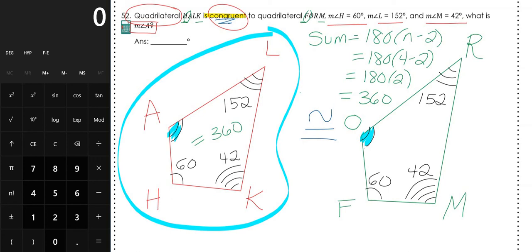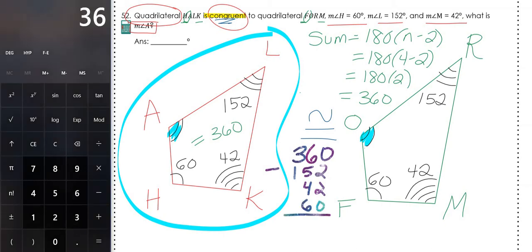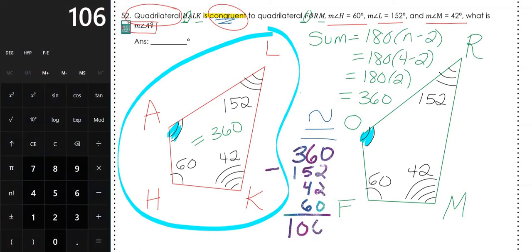So we're going to subtract all of those measurements from 360 to see what's left over. So let's go ahead and do that. 360 minus 152 minus 42 minus 60. In the calculator, that equals 106. 106 degrees is left over for angle A, which would also mean that the measure of angle O is 106. Okay? But they're just asking for angle A, so I'm going to put in 106 and I'm done.